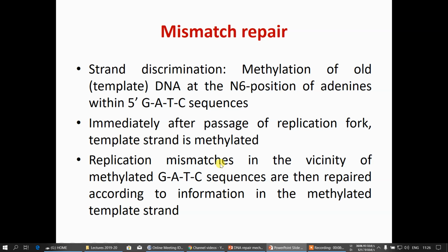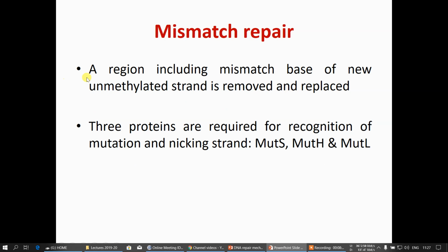So the replication mismatch which occurs in the vicinity, around the methylated GATC sequence, is repaired according to the information of which nucleotide is present in the methylated template strand. Then this region including the mismatch pair, here in mismatch repair, not only the mismatch base is removed, but along with that some region of the newly synthesized DNA is removed from the unmethylated strand, and it is replaced by the actual complementary nucleotides from the template strand.